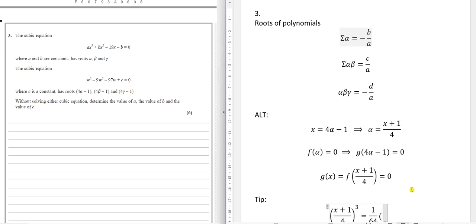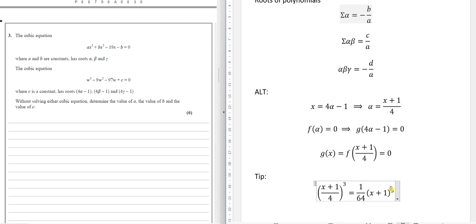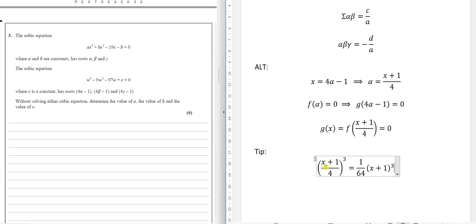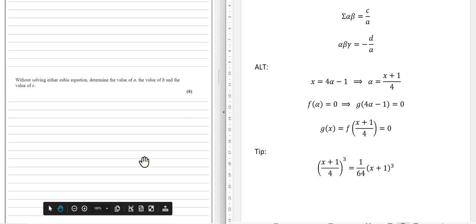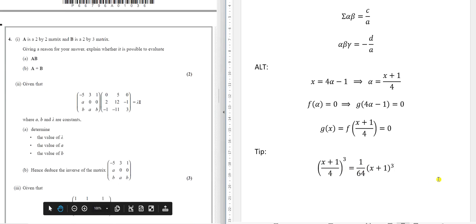So I'm going to remind myself before I get too far into it, but I don't necessarily have to cube something messy with fractions. I can pull the fraction out, 1 over 4 to the power of 3, and then I'm just left with an x plus 1 cubed, which I can expand in my sleep. Let's look at the next question.